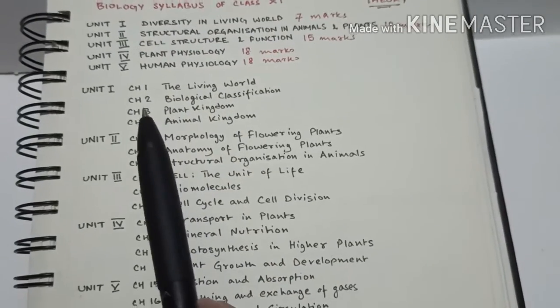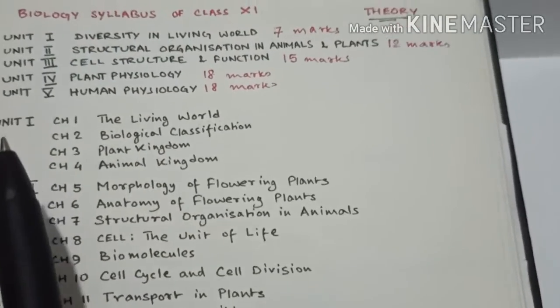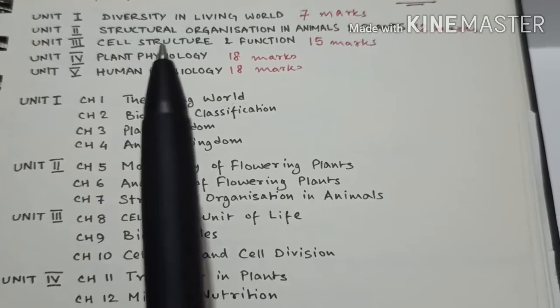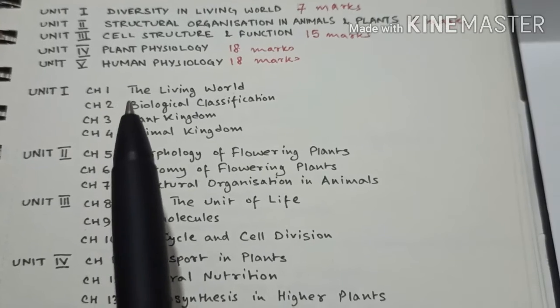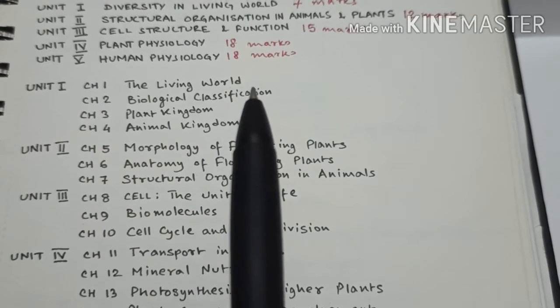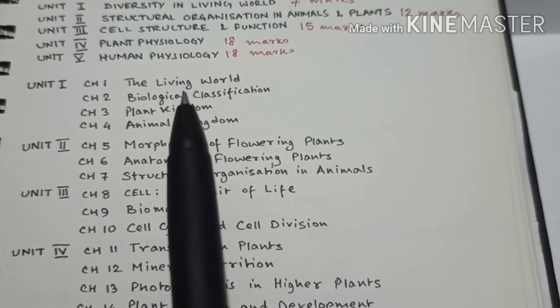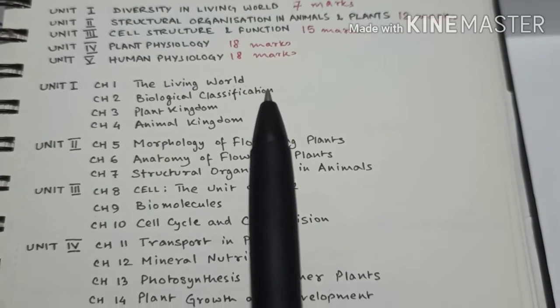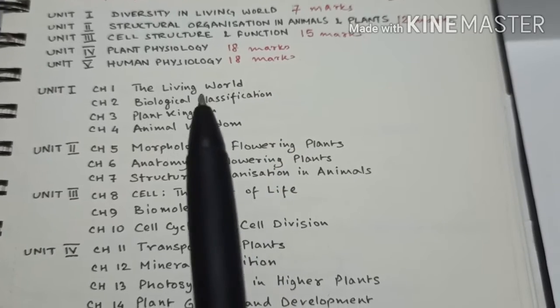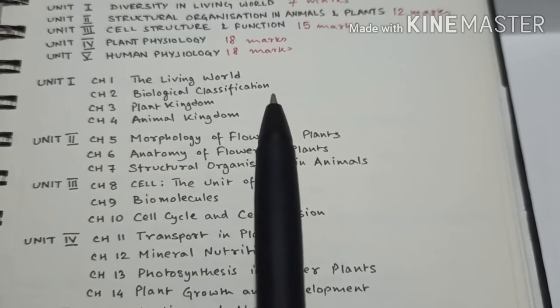So let's break down each and every unit. The name of the first unit, as you have already seen, is diversity in the living world. It first of all deals with the concept of living world, what it is made up of, what the diverse types of organisms are, and depending on that comes the next chapter, which is biological classification.